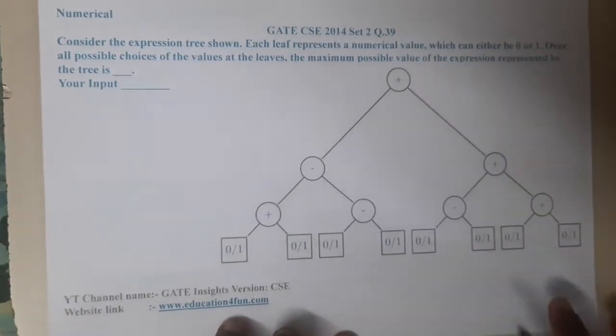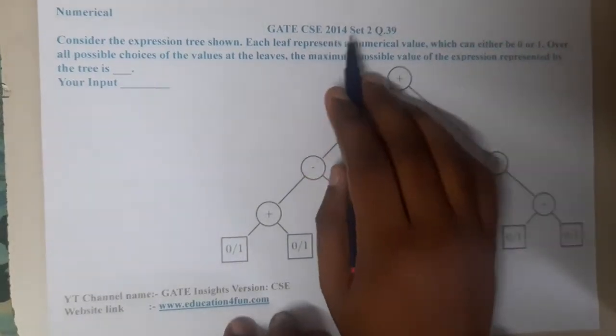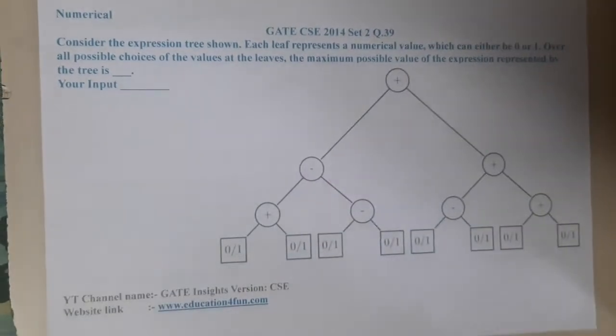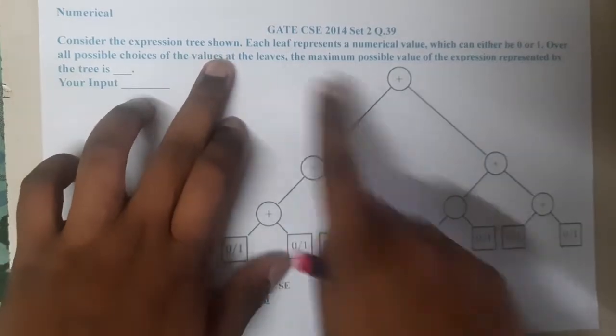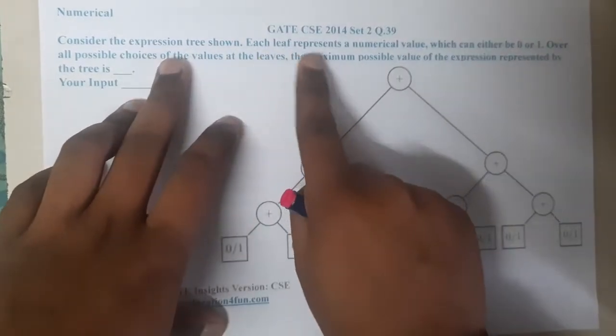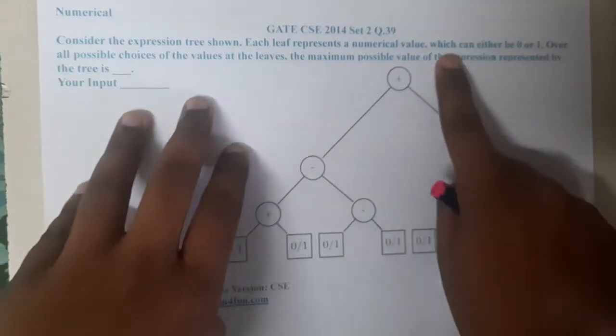In this lecture, let us continue with the next question, that is GATE CSE 2014 set 2 question 39. Consider the expression tree shown below. Here is an expression tree. Each leaf represents a numerical value which can be 0 or 1.